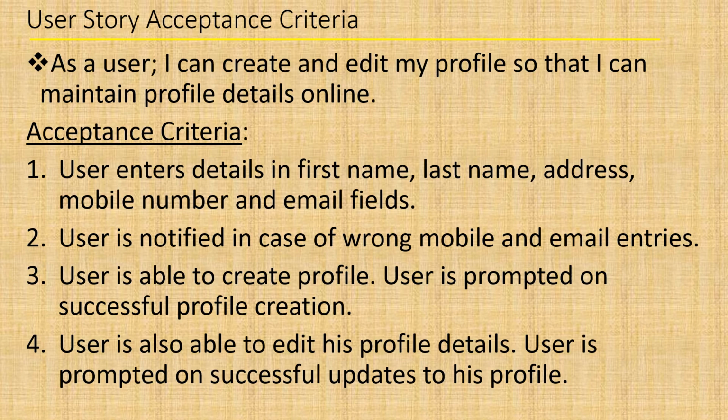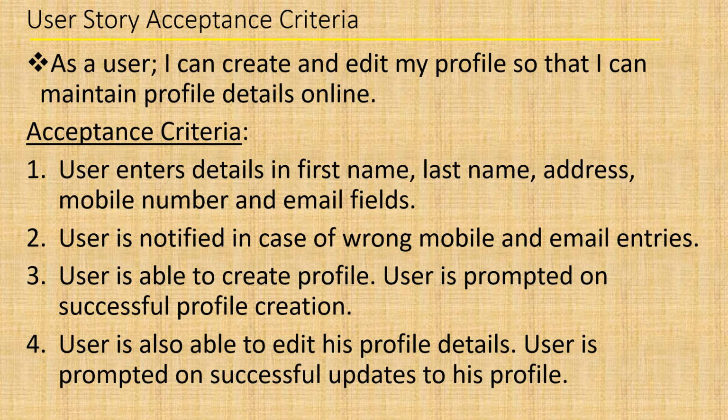So the acceptance criteria, from an example perspective, could be: user enters details in first name, last name, address, mobile number and email fields. So user is notified in case of wrong mobile and email entries. That means validation needs to be in place. User is able to create profile if everything is fine, including the validation. User is able to successfully create profile and he is prompted on that. He is given a message that your profile has been created.